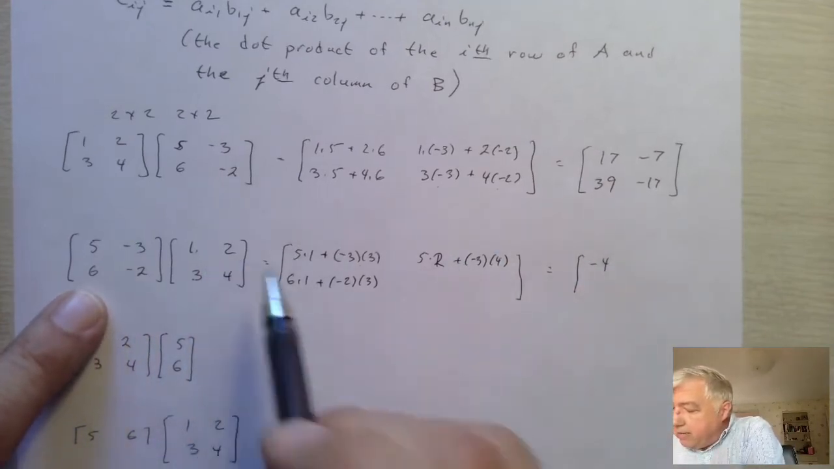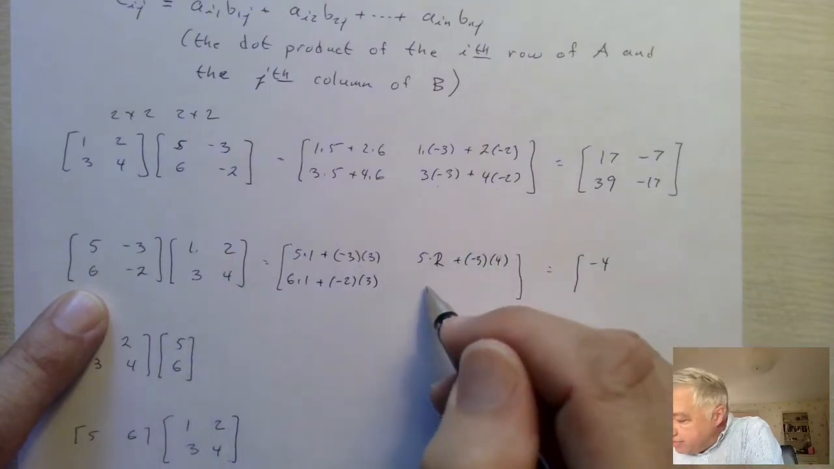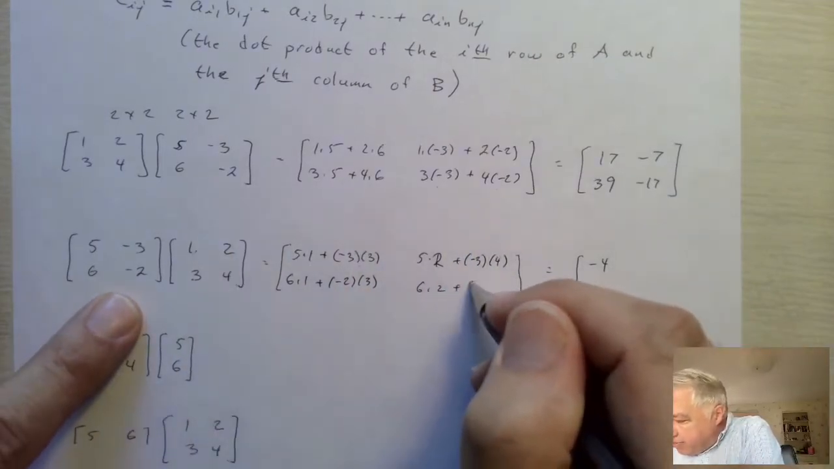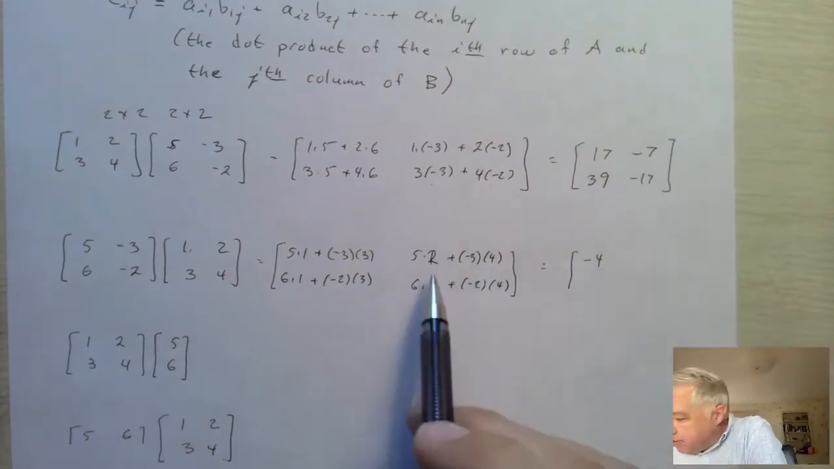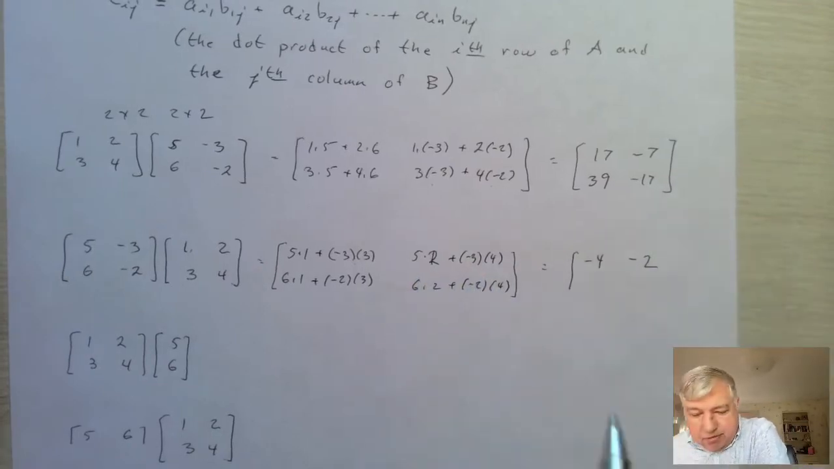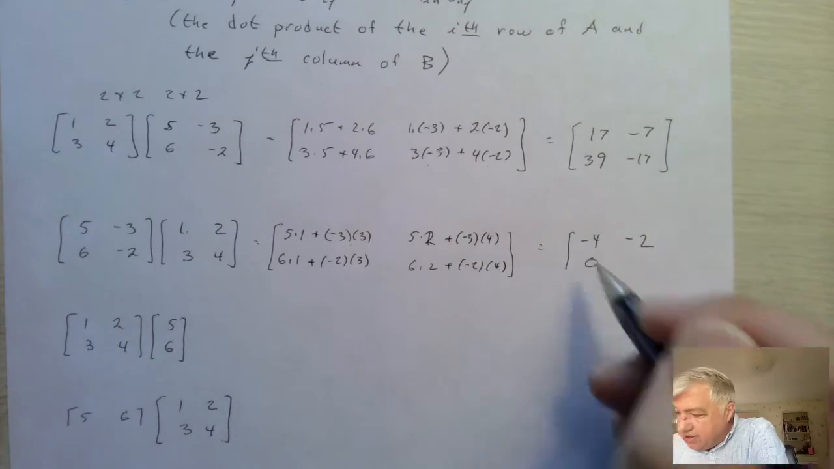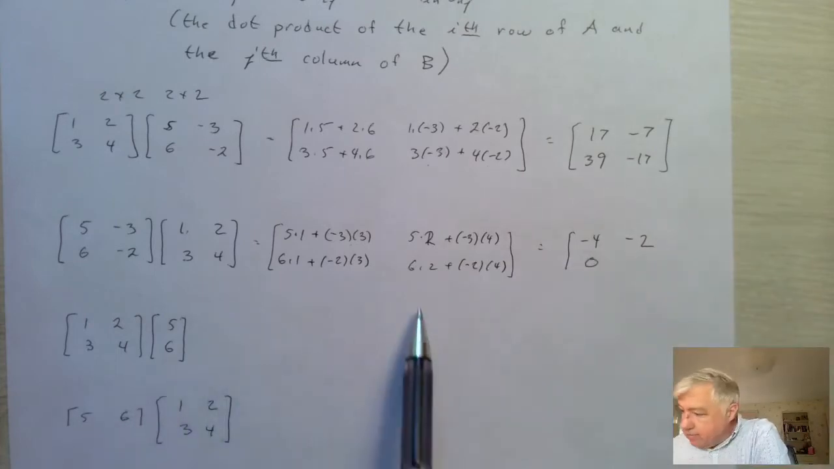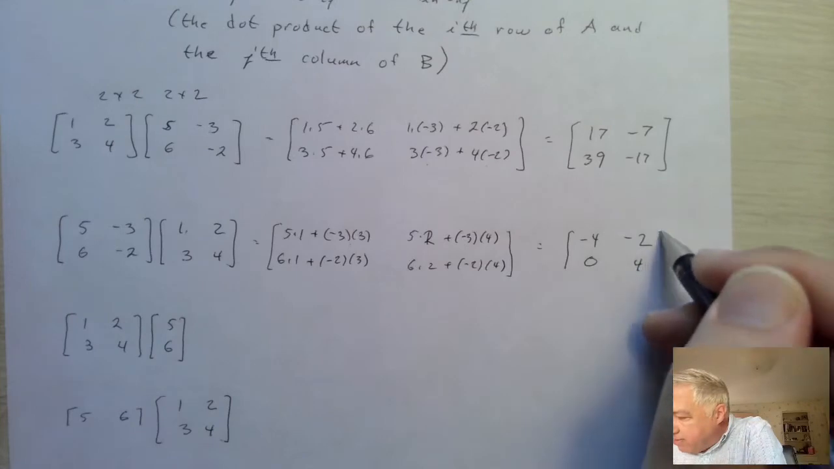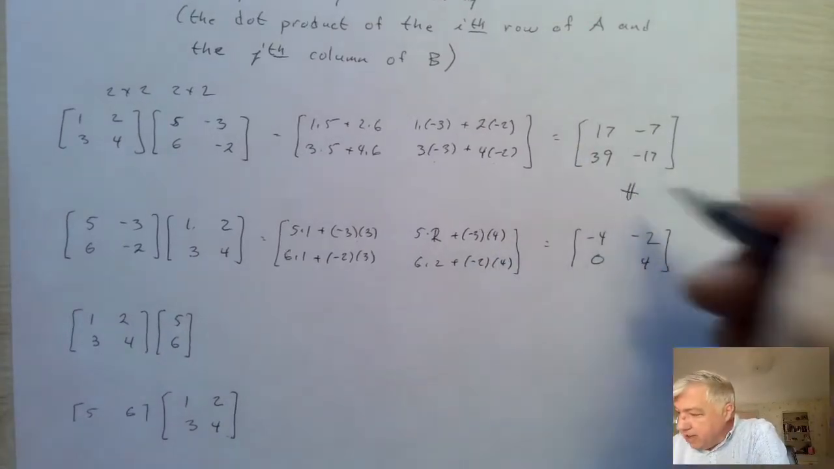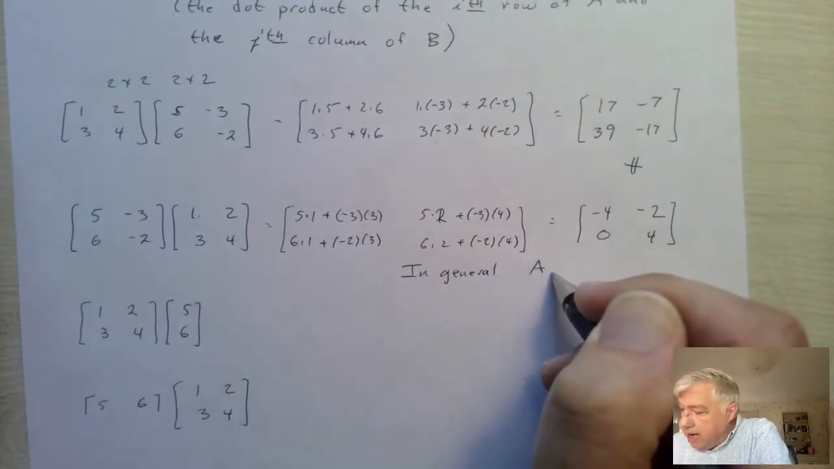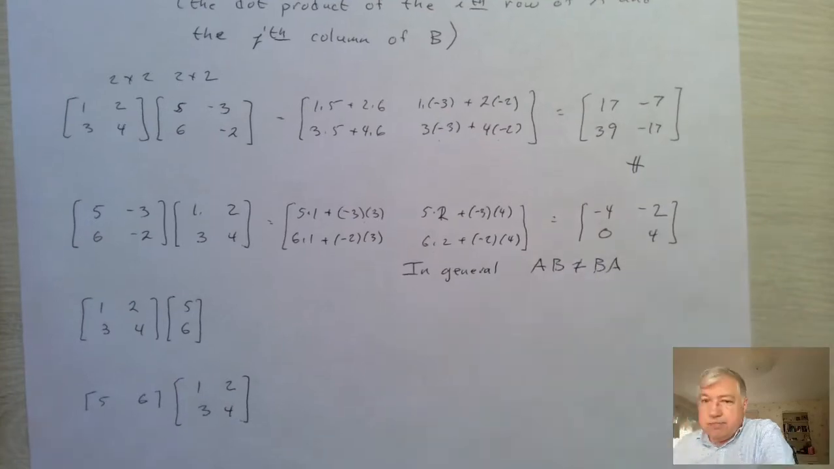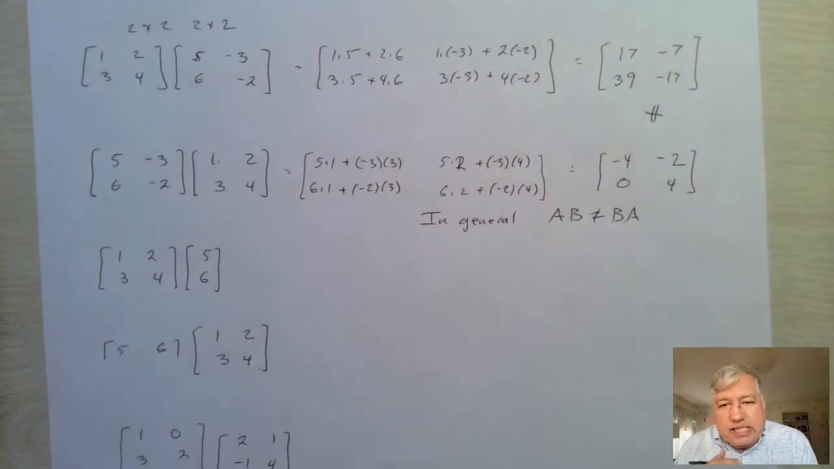Okay, and then 6 times 2 plus negative 2 times 4. Okay, so this is going to be negative 4. This is going to be 10 minus 12, that's negative 2. This will be 6 minus 6, that's 0. And here we have 12 minus 8, that's 4. Okay. These are not equal. And in general, A times B is not equal to B times A. The fancy word is we say they're not commutative.